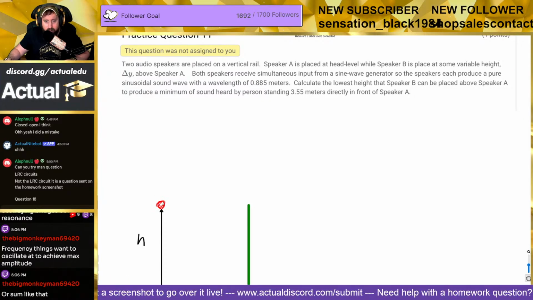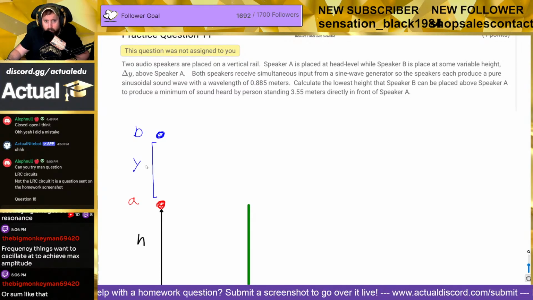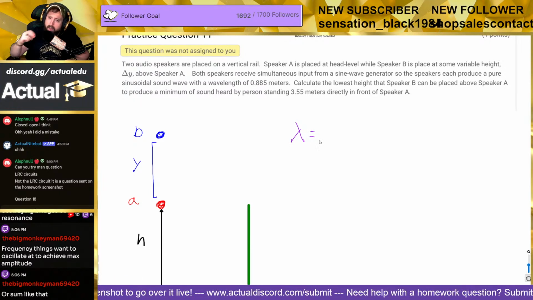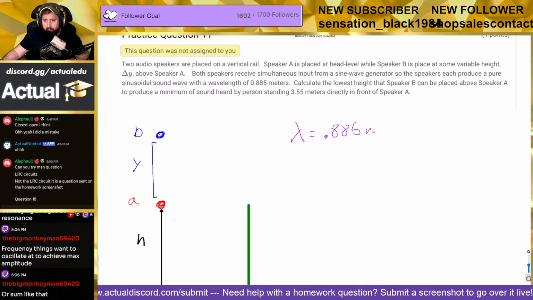This is speaker A, right? And then speaker B is placed up here, some variable height, delta Y. And we say that lambda is equal to 0.885 meters. And how low can B be placed above A to produce a minimum sound heard by a person standing 3.55 meters away? Okay, cool.